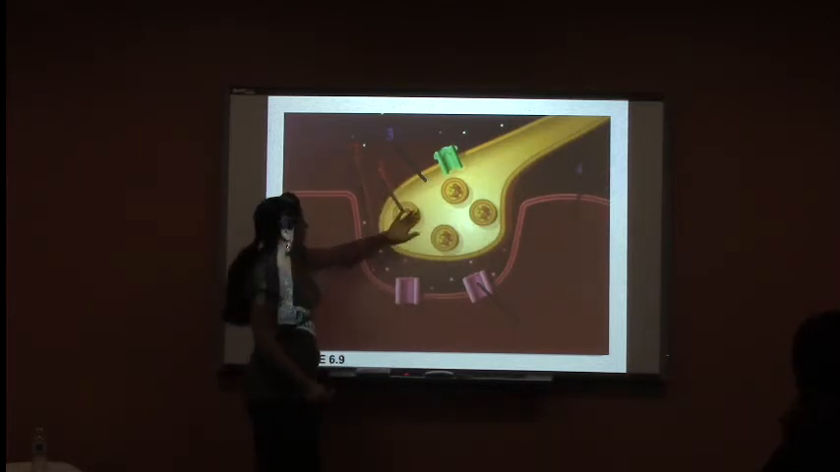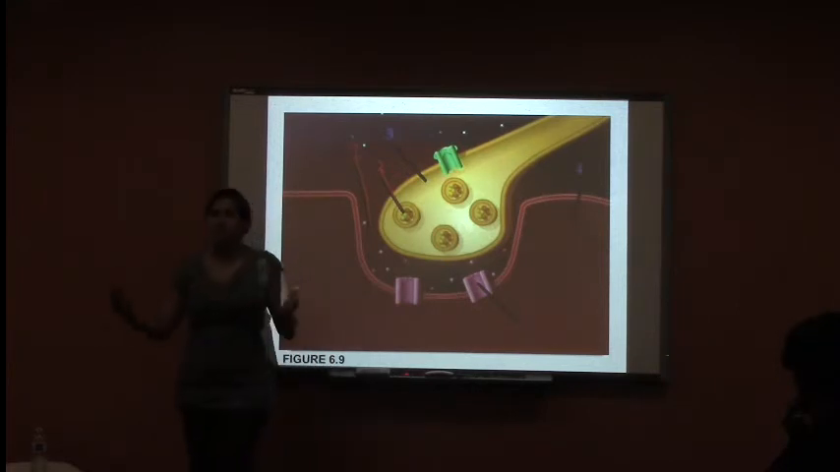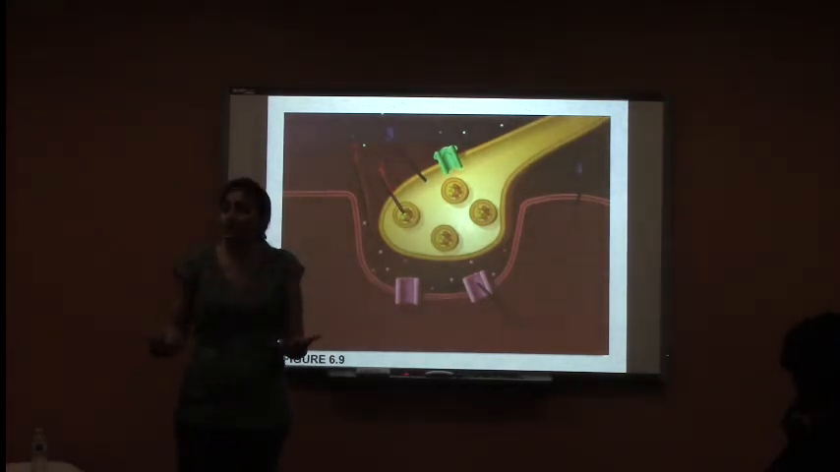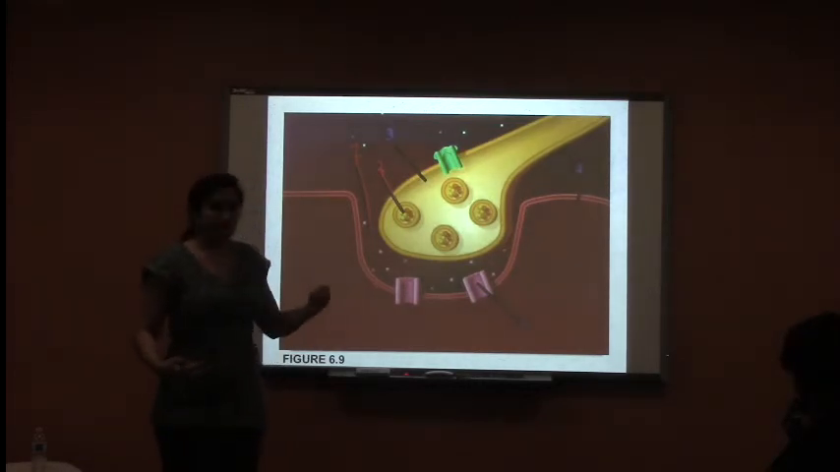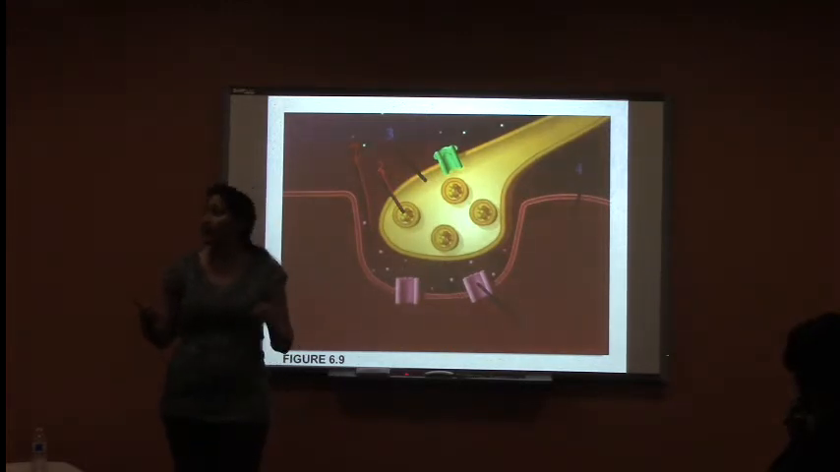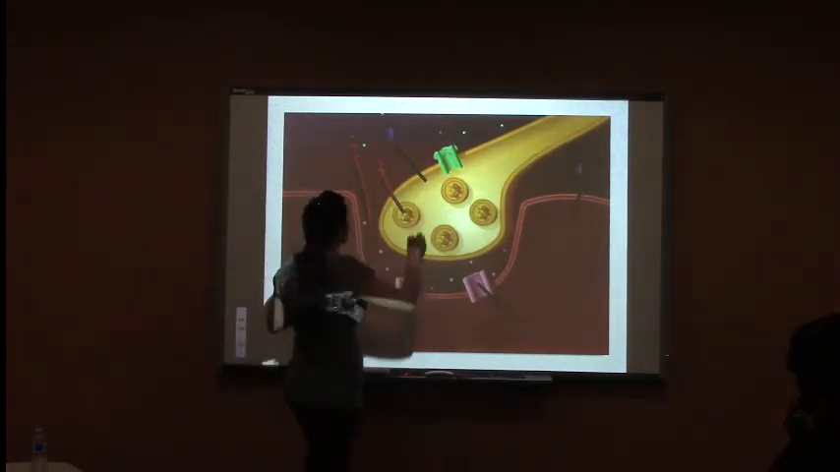This is a vesicle containing ACH, acetylcholine. You have multiple types of neurotransmitter, but the neurotransmitter found in the neuromuscular junction is only acetylcholine. You won't find any other type of neurotransmitter. It's always acetylcholine within the neuromuscular junction.